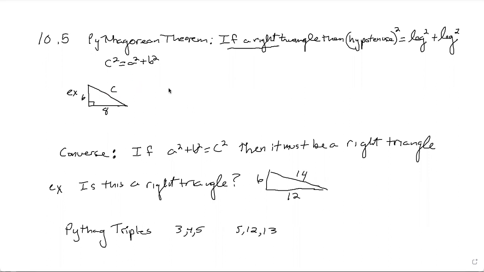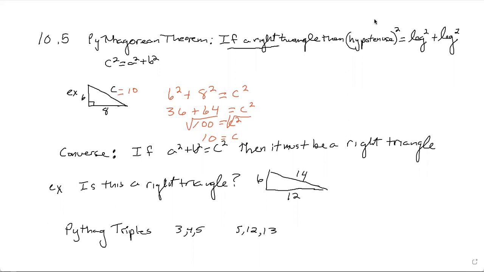So we say 6 squared plus 8 squared equals c squared. That's 36 plus 64 equals c squared. That's 100 equals c squared. To find out what c is, we take the square root on both sides, and we only take the positive square root because it's a distance, a measurement, and we get c equals 10. It's as simple as that.